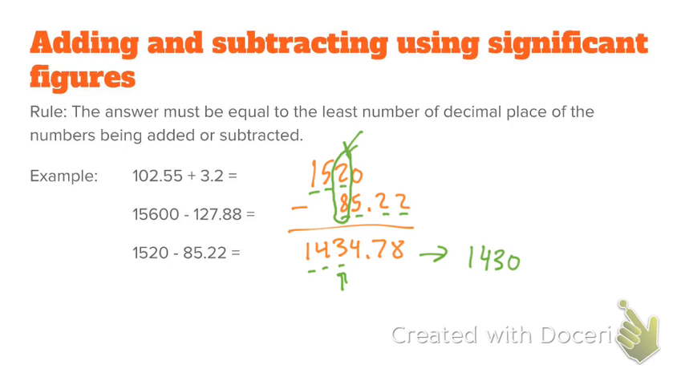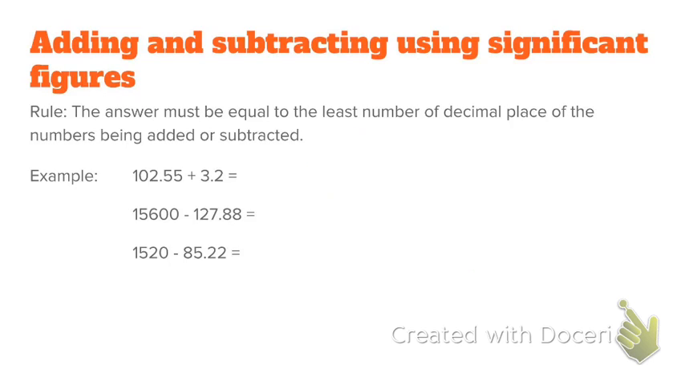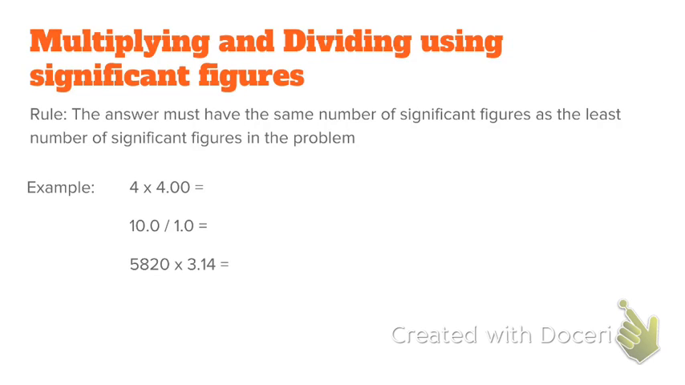Now multiplying is a different rule. So let's go to multiplying and dividing using significant figures. In this case, the answer must have the same number of sig figs as the least number of sig figs in the problem. It's similar in the fact that what I want to do first is multiply and get our normal answer. So 4 times 4.00 is just going to be 16, right?